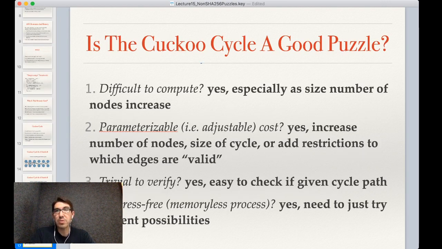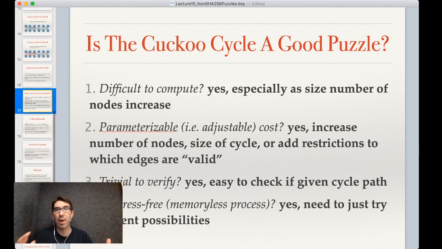So is this a good puzzle? Yes, especially as we get a large number of nodes. It's parameterizable because there are a lot of ways to adjust the difficulty here. We can increase the number of nodes or the size of the cycle you need to find. We can add restrictions to which edges are valid, in all sorts of different variations. For example, any node that's even has to go to an odd node and vice versa. So we just made it more difficult by adding restrictions to which edges we can follow.